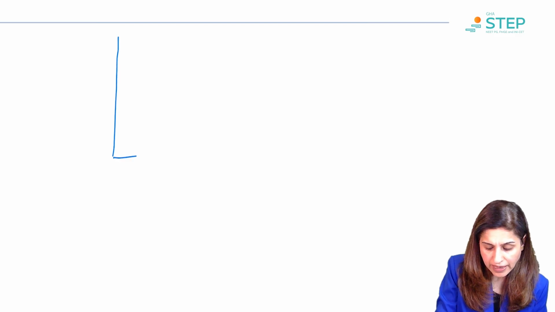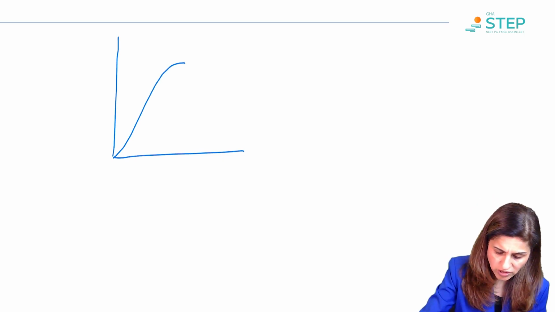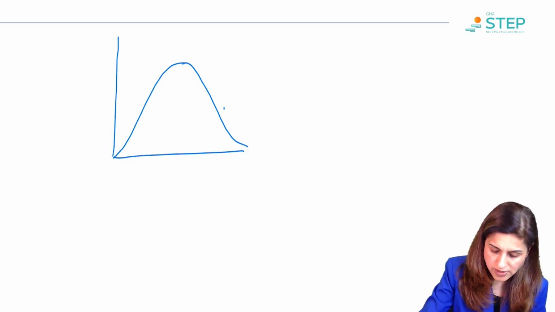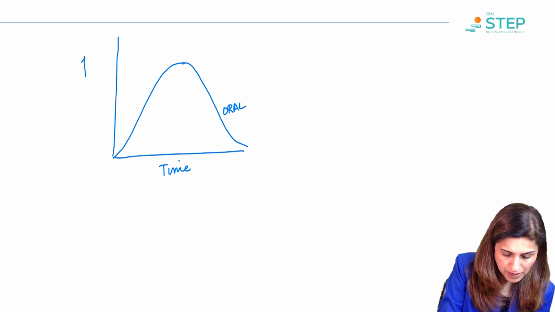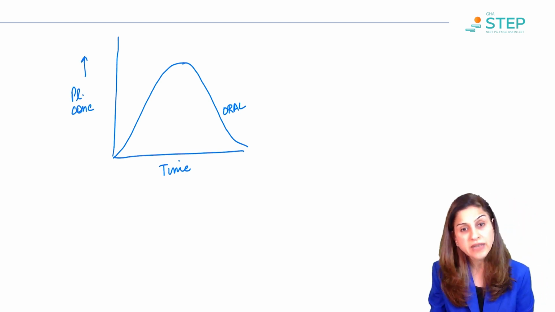Let's see here. We have a drug and it can be given by two routes. One is your oral route. The drug is going to go into the plasma slowly, achieve its maximum concentration, and then this concentration is going to go down. So this is by the oral route. This is the time, this is the plasma concentration, and this is the curve that we get.